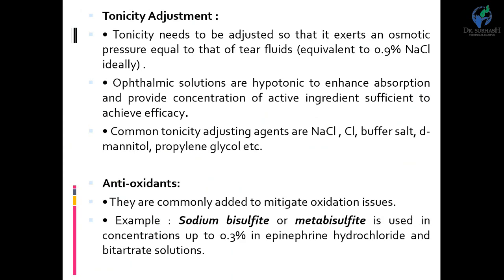The tonicity is something we have to maintain for any ocular drug system. Tonicity needs to be adjusted so that it exerts an osmotic pressure equal to our tear fluid, matching the lacrimal fluid so that there is no irritation. That is equivalent to around 0.9% NaCl. Ideally we maintain this, although ophthalmic solutions can be hypotonic to enhance absorption and provide a concentration of the API sufficient to achieve the required efficacy.